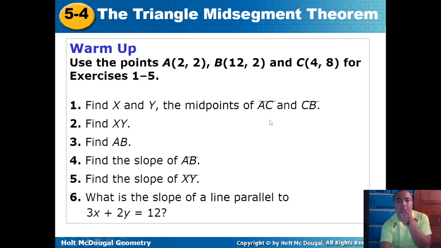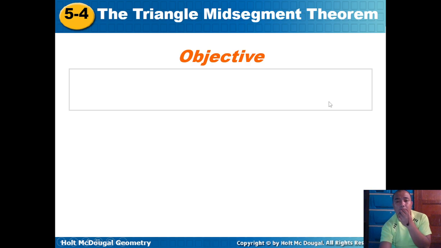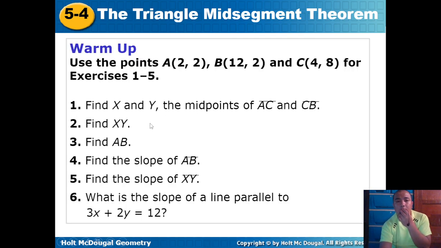Find X and Y, the midpoints of AC and CB. That's the midpoint of AC. We have (2, 5) and (8, 5). So find XY, using the distance formula. Then find AB, distance formula again. And solving for the slope of AB, we have 0. Then solving for the slope of XY.